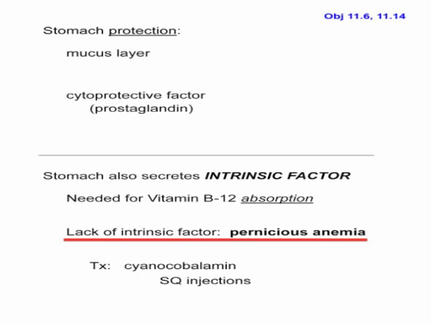The lack of intrinsic factor leads to pernicious anemia, or an anemia due to vitamin B12 deficiency. To treat pernicious anemia, we can give cyanocobalamin, which is vitamin B12 injections, subcutaneously. We cannot give vitamin B12 orally because we cannot absorb vitamin B12 due to the lack of intrinsic factor.